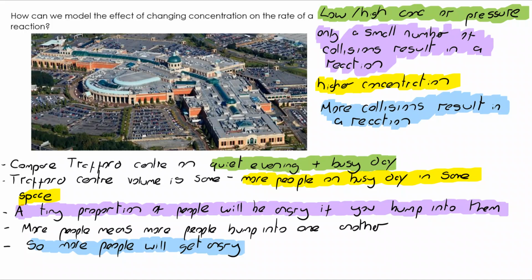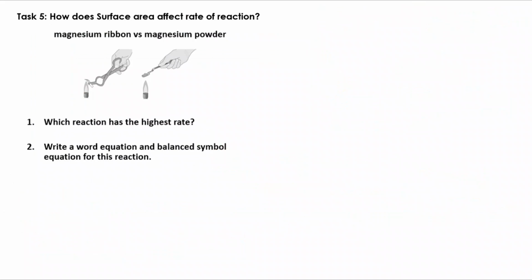Models can be really useful. This is one of many, and it might be something that you can devise your own model to help remember certain scientific principles. But hopefully this is going some way to helping you visualize what's happening in the rather abstract chemistry that we're dealing with. Okay, we're going to move on.